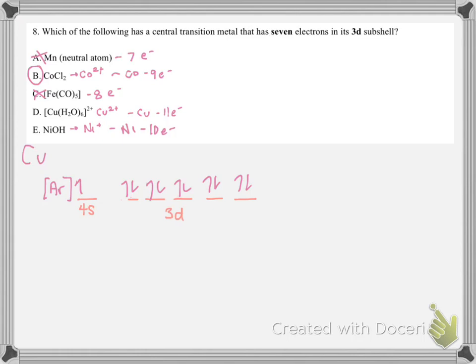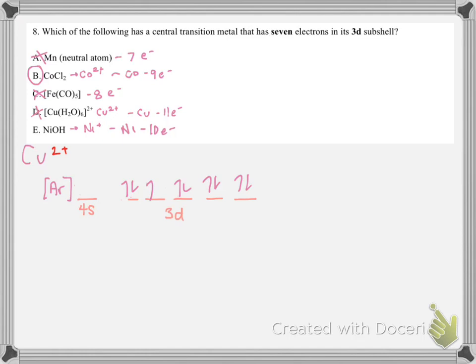Okay, so then if we want to make this copper 2+, we need to erase 2 electrons still. So we're going to erase the 4s electron and then one of these paired electrons. And then we can see we'll have 9 electrons in the 3d. So that would be false.